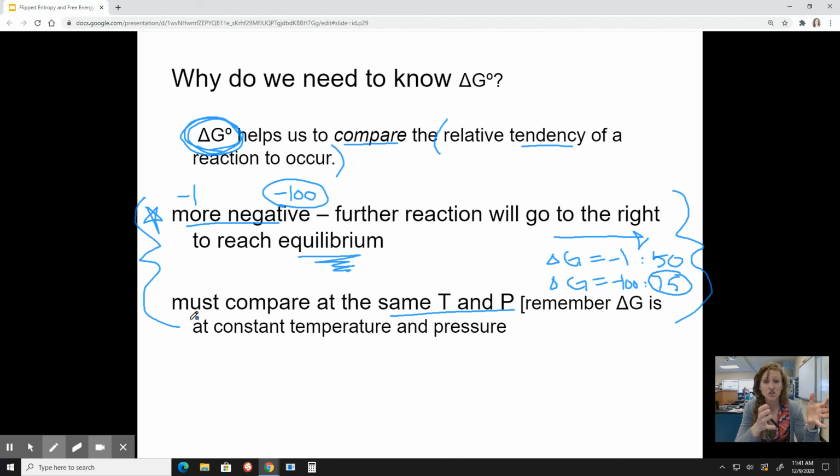Okay, if a delta G is more negative, your equation is going to go farther before it hits equilibrium. It's going to create more products before it hits equilibrium. And then we'll look at this mathematically once we understand equilibrium a little bit more.